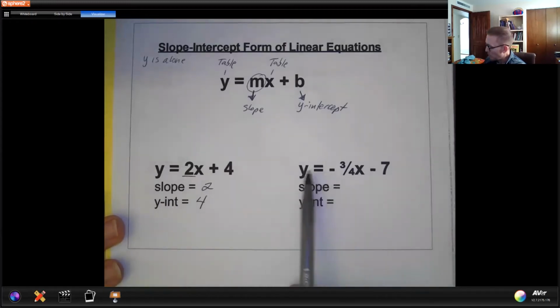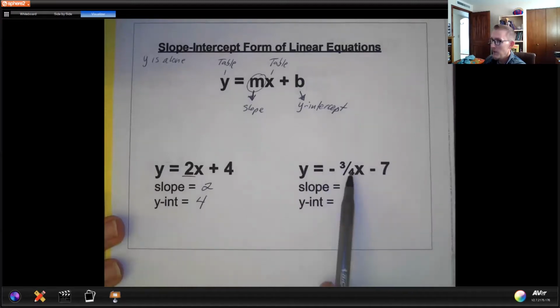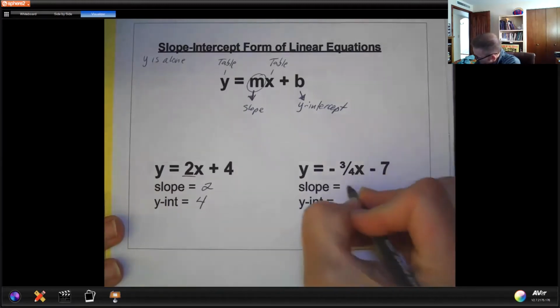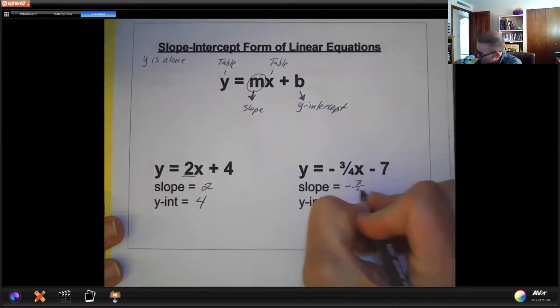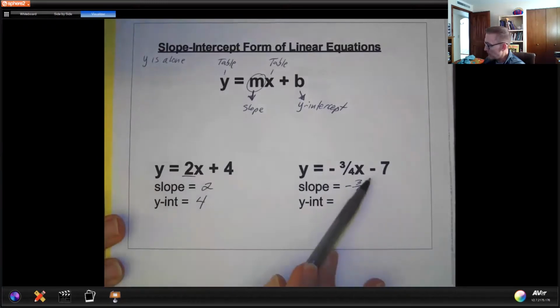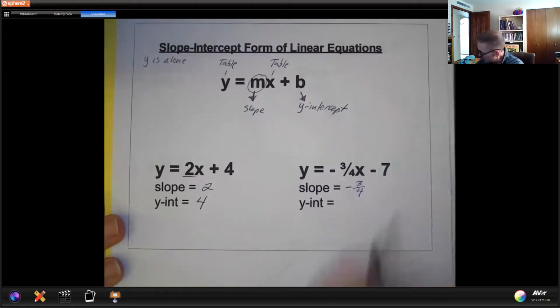For this next equation, y equals mx plus b. Well, the m is the number touching x, so in this case, that's negative 3/4. So the slope is negative 3/4. Now the y-intercept, the plus b, in this case is actually a minus b. So the y-intercept is the number all by its lonesome, so that would be negative 7.